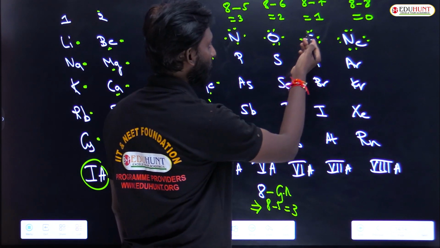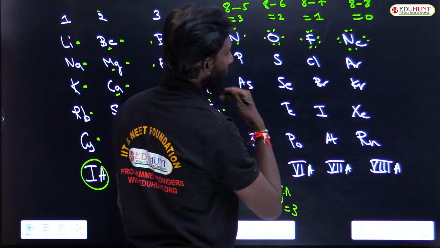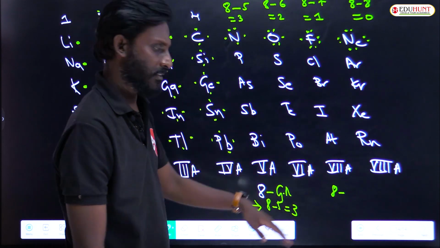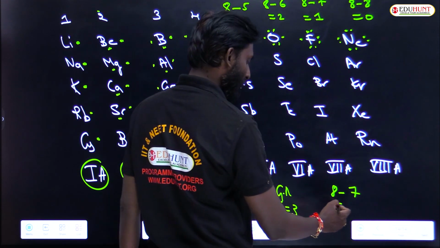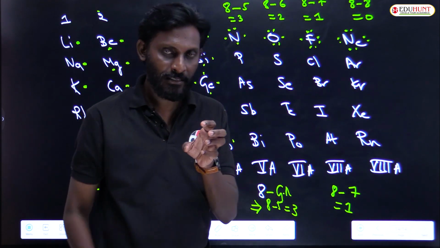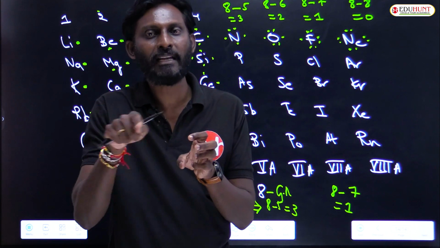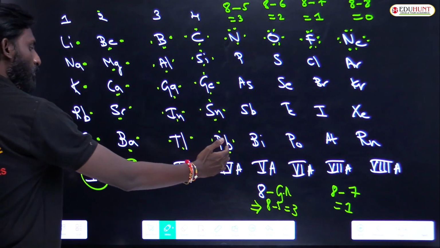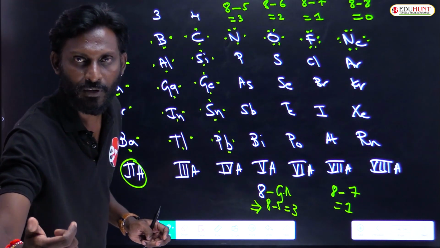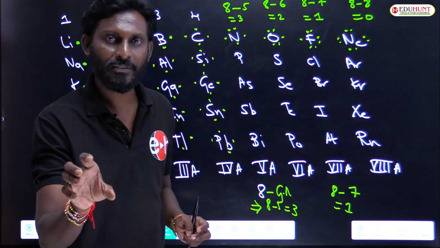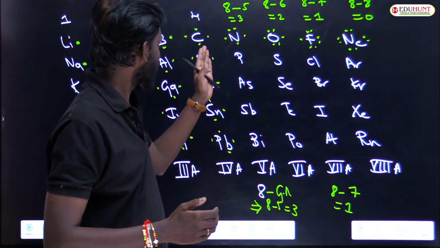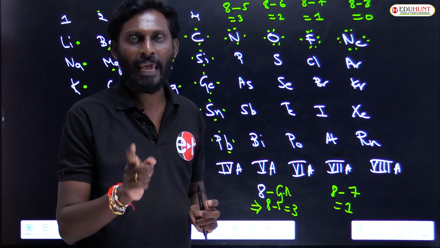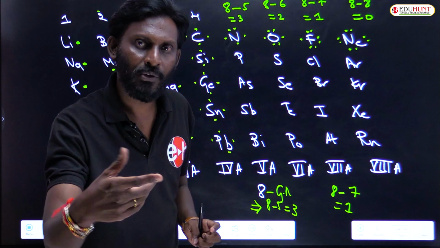Coming to the halogens, apply it to the next one. 8 minus how many? What is the group number? 8 minus 7. 8 minus 7, valency is 1. So 8 minus group number or 8 minus valence electrons, both will give you the same answer. So up to the carbon family, valency is equal to the total number of valence electrons in the Lewis symbol. And from the nitrogen family, valency is equal to 8 minus valence electrons in the Lewis symbol.